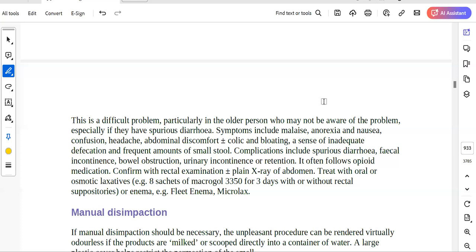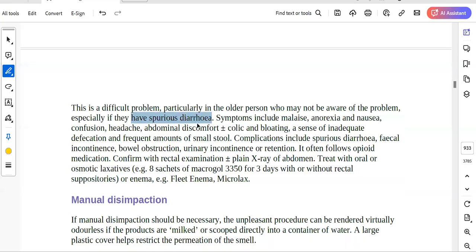Sometimes the softer stool will push the hard stool in a very hard way, and sometimes the patient can have diarrhea. We say that this is called spurious diarrhea. So let's say that this is the bowel or rectum, and in here there is hard stool, and over here all are soft stool. Sometimes soft stool can come from the side of the hard stool and then take the whole thing out, causing a spurious diarrhea. So for spurious diarrhea, the underlying cause might be fecal impaction or constipation.